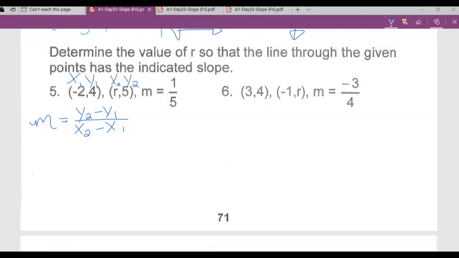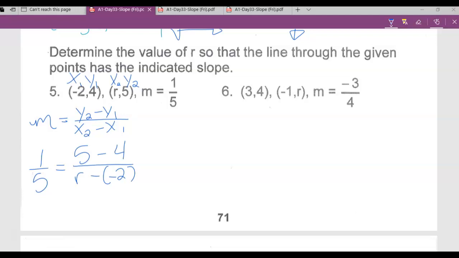Now, from left to right, we're going to go ahead and fill in all the things we know. Do we know what the slope is? Yes. What is it? 1/5. So I'm going to start off with a 1/5. And then line up my fraction with that same fraction bar from the 1/5. And let's fill in our values now. What's y2? 5. Minus what's y1? 4. What's x2? R. Minus what's x1? -2.